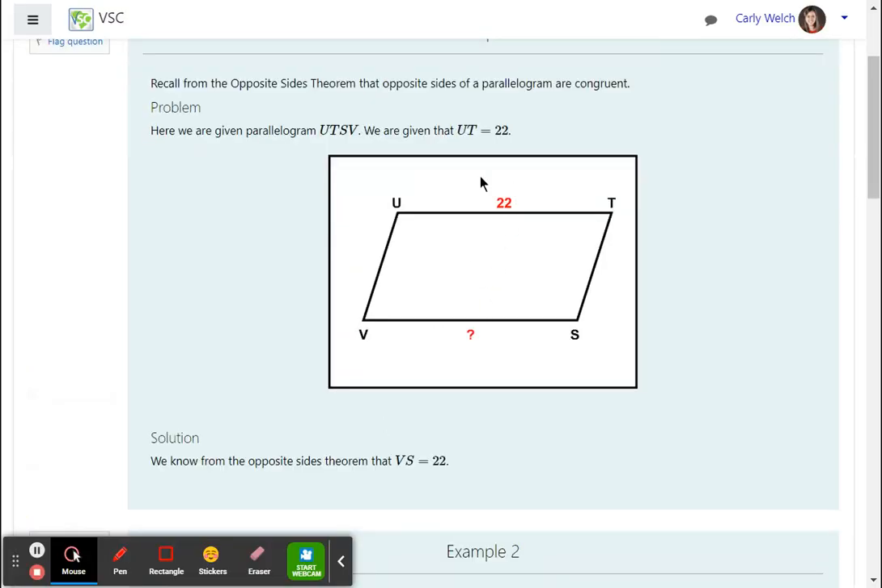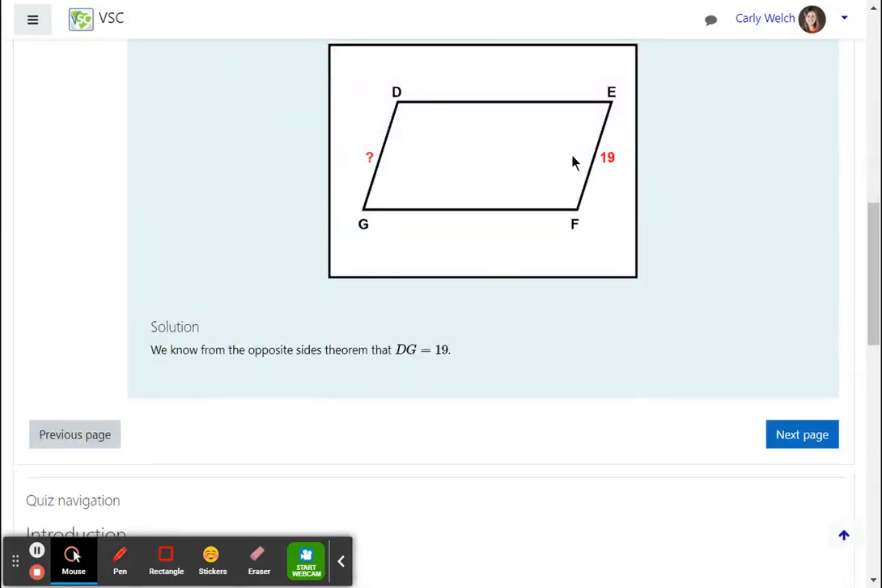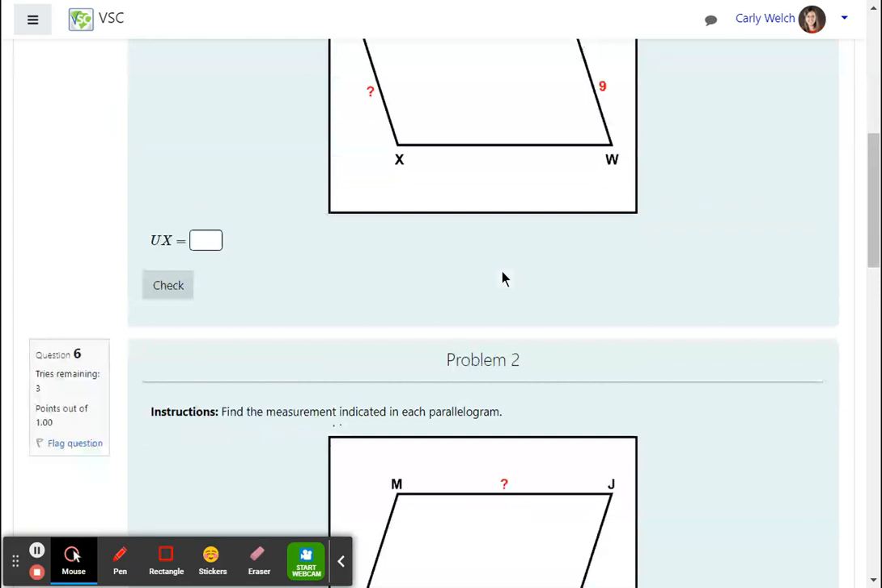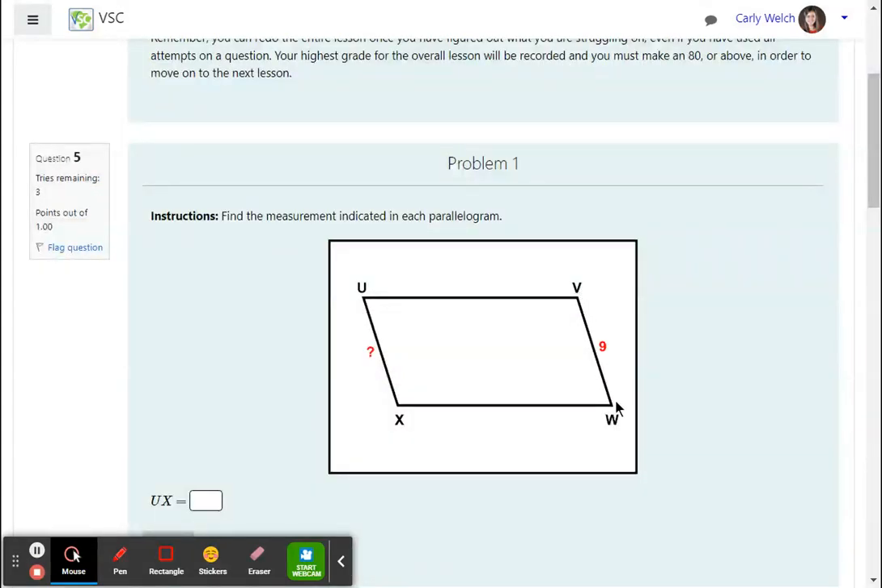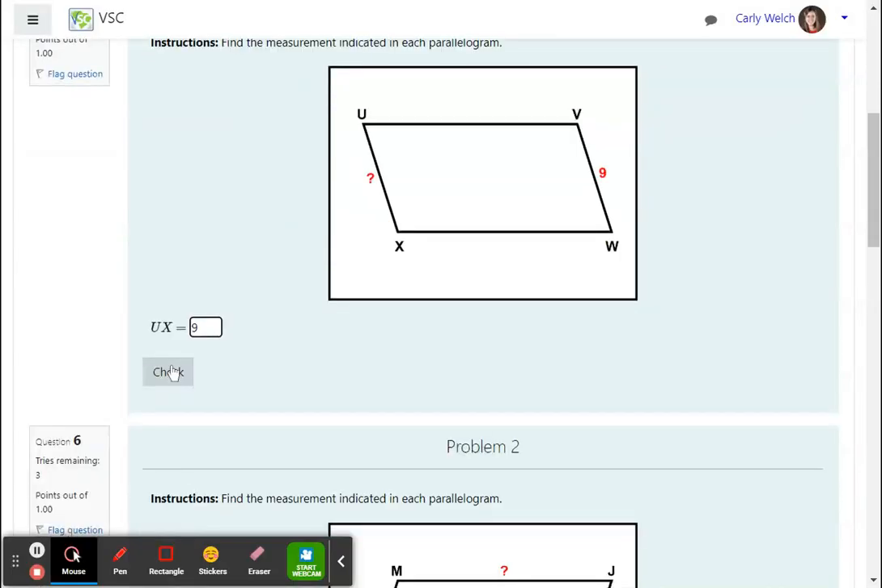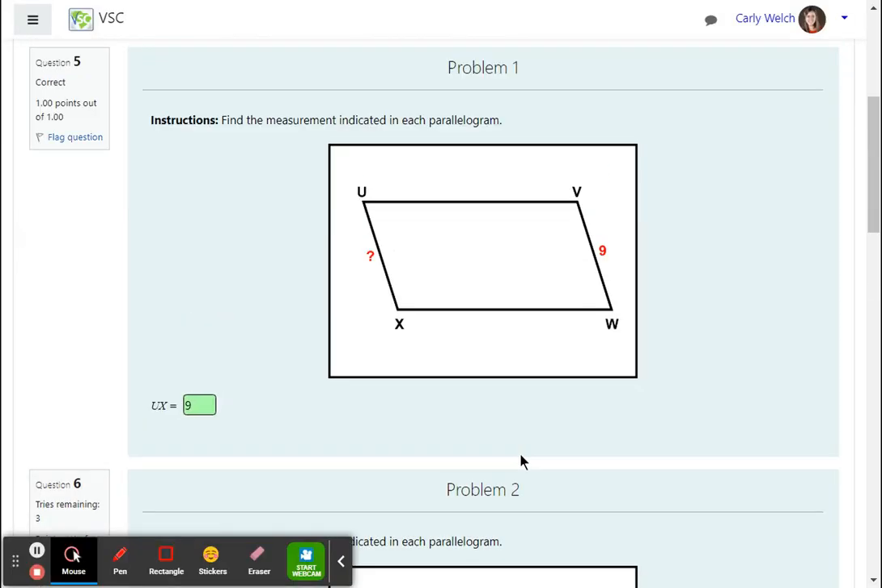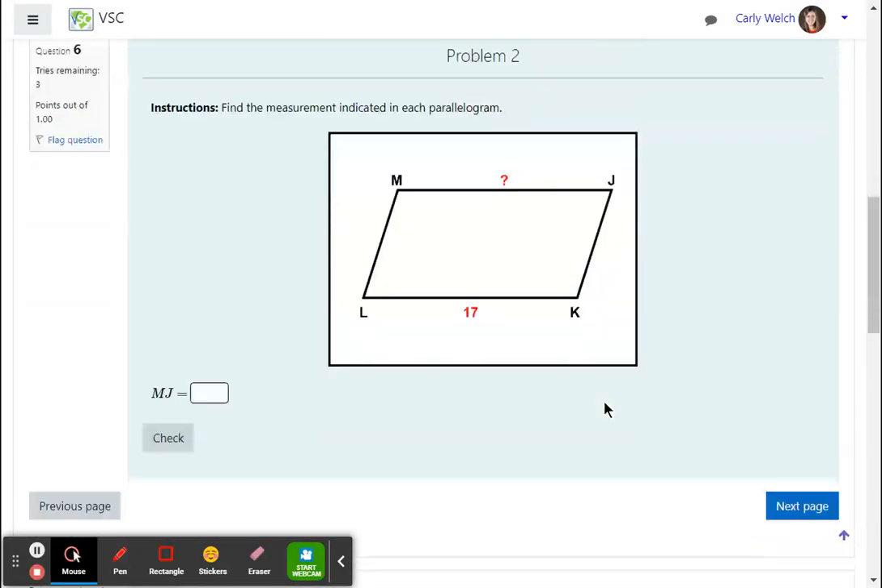If you recall from our properties, opposite sides are also congruent. So opposite sides are congruent. If VW is 9, then UX is also 9. If LK is 17, then MJ is also 17. Opposite sides are equal.